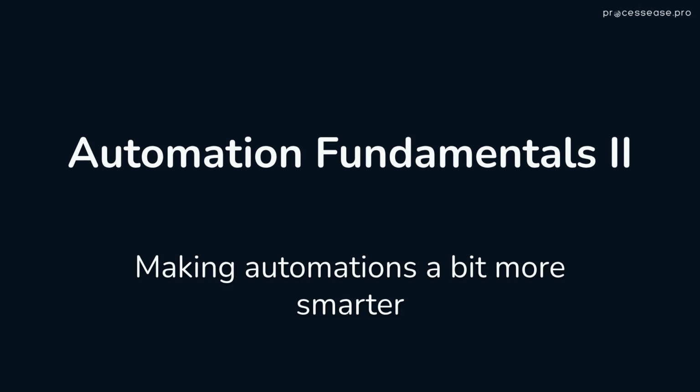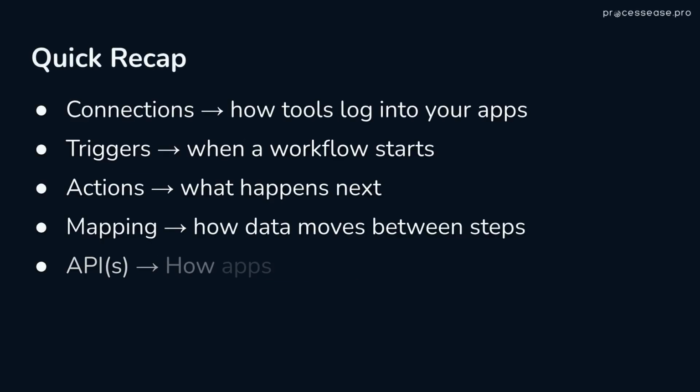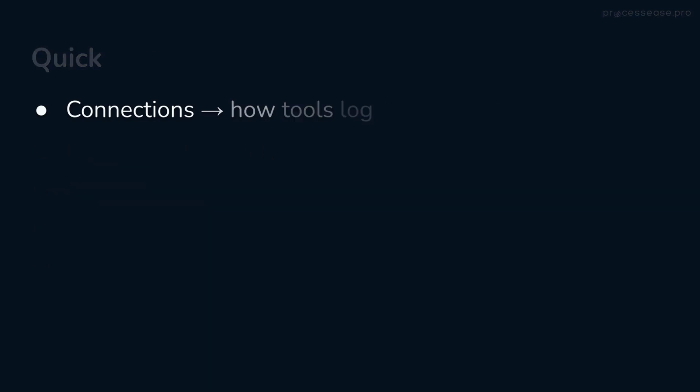Real automations need decisions, and timing, and safety, and a plan for when things break. To quickly recap, a workflow is still built from the same basics: connections, triggers, actions, mapping, and APIs. Connections are how tools log into your apps. Triggers are when the workflow starts. Actions are what happens next. Mapping is how data moves between steps. And APIs are how apps talk to each other.